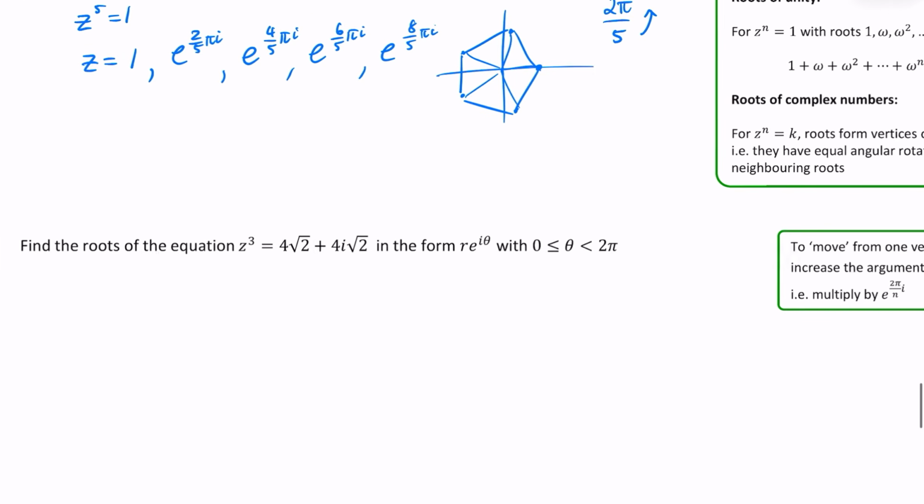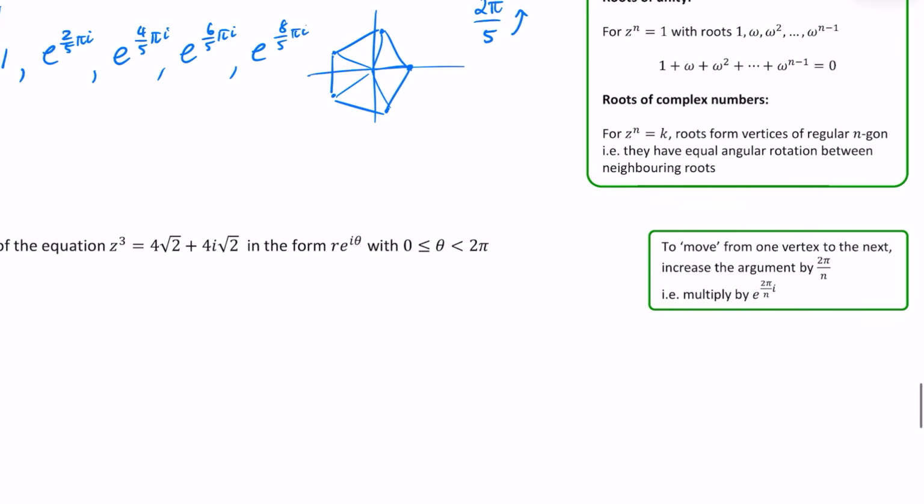So we're now going to do a different question where this is a complex number instead. It is cubed, so we know it's going to be like a triangle, and instead of it moving 2 pi over 5 each time, it's going to move 2 pi over 3. They want the roots given in the form r e to the i theta. And I've said this, to move from one vertex to the next, you increase the argument by 2 pi over n, i.e. you multiply by e to the 2 pi over n i, where n is obviously the power that we've got here.